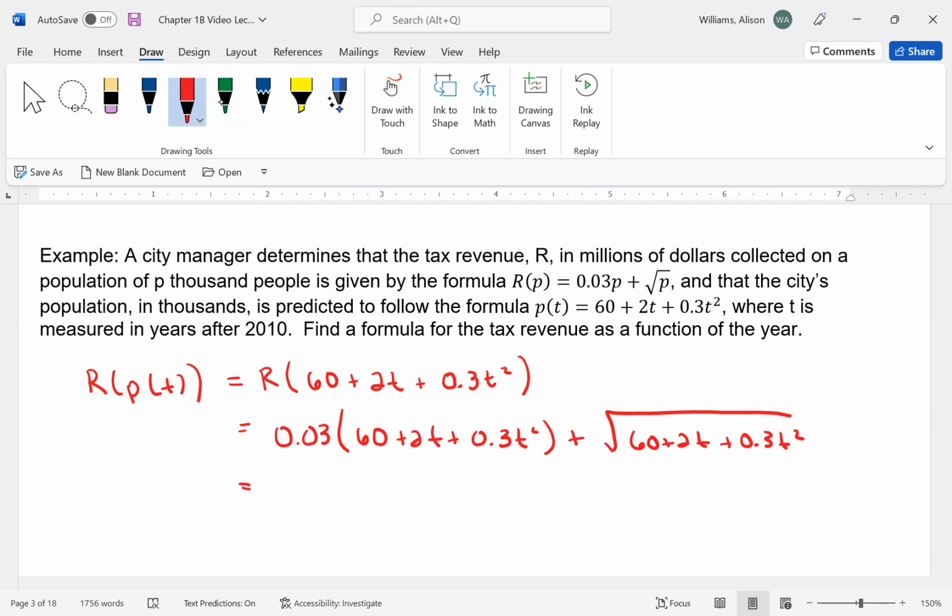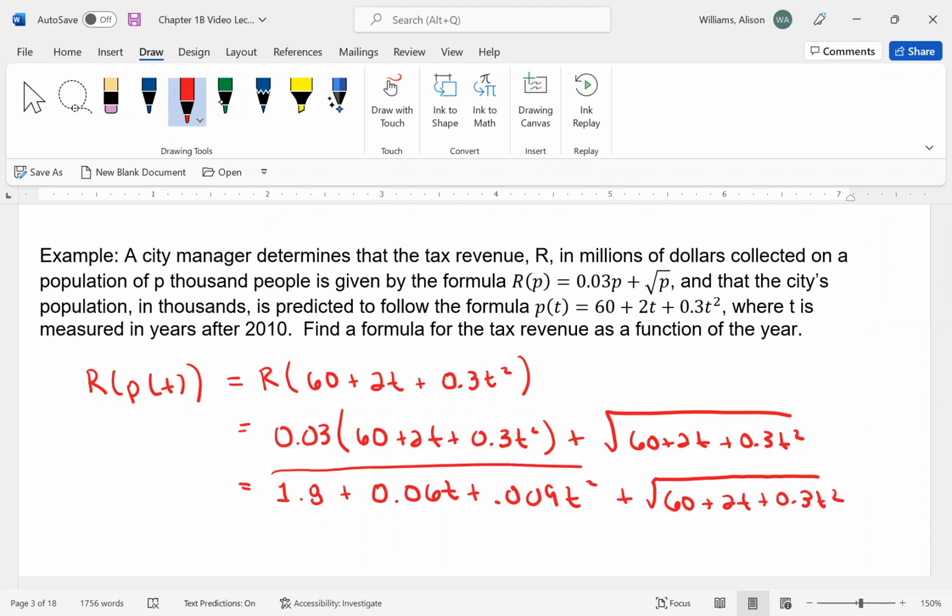0.03 times 60 comes out to 1.8 plus, that's going to be 0.06t plus 0.009t squared. And then we can't really simplify this under the radical. We're just kind of stuck with this. There's no more like terms. This would be the answer.